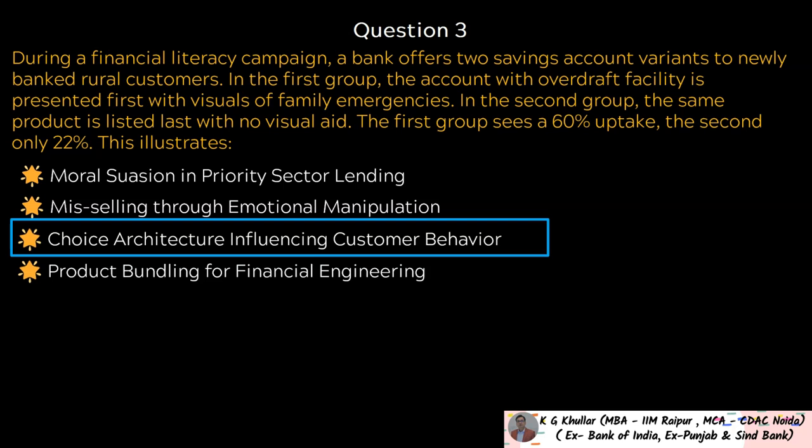Friends, please note this isn't manipulation or mis-selling if the product is suitable. It's actually ethical behavior designed to improve financial inclusion outcomes. So as far as this question goes, the correct option is option C.